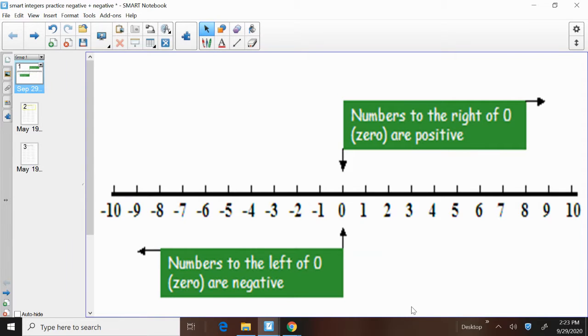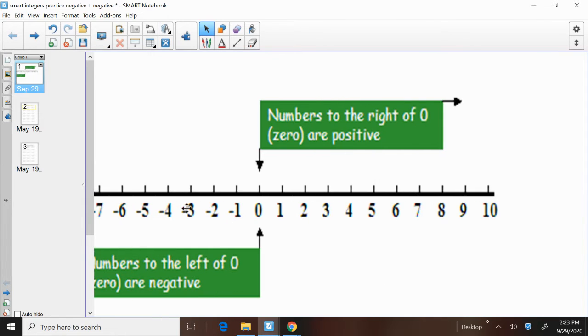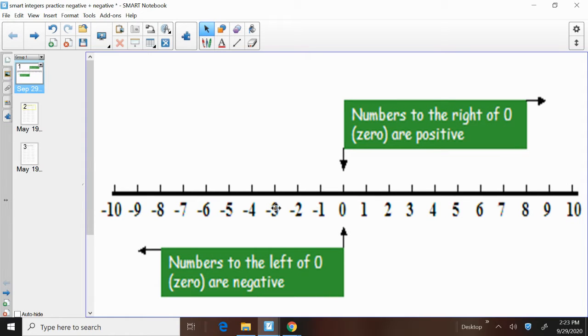Hello, students. What we are looking at here is a number line, and it's a number line that shows us positive numbers and also negative numbers. And what we are concerned with in this video is the negative numbers, because what we're going to look at is what happens when we add a negative number with another negative number.